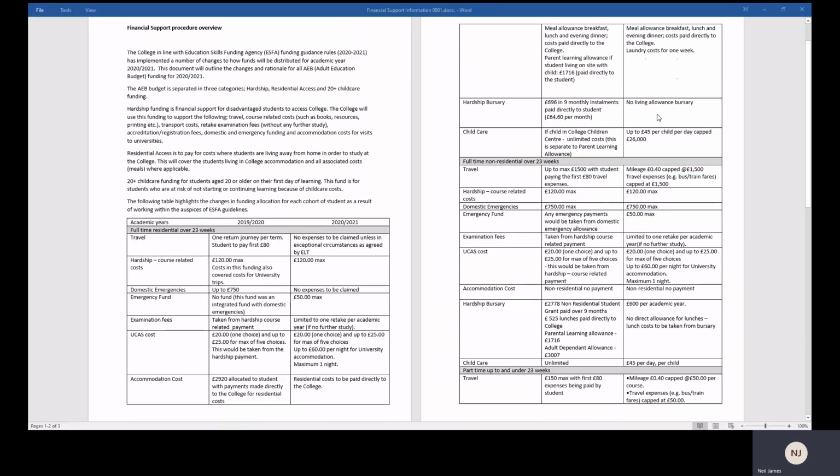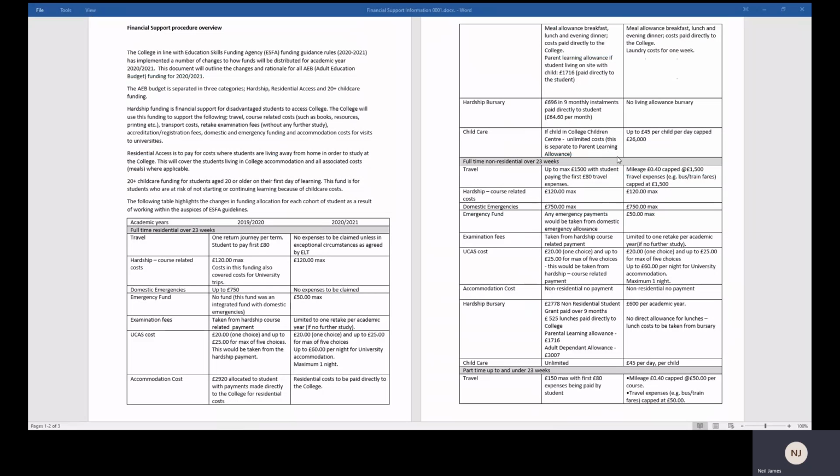In terms of hardship bursaries, previously we gave a lump sum which was £696, and we allocated that in 9 monthly instalments. We're not, unfortunately, allowed to do that anymore, so there's no more living allowance bursary, because students will have their accommodation costs allocated to them, and they'll also have a full meal allowance. So the funding guidance now no longer allows us to pay a hardship bursary in terms of monthly living costs.